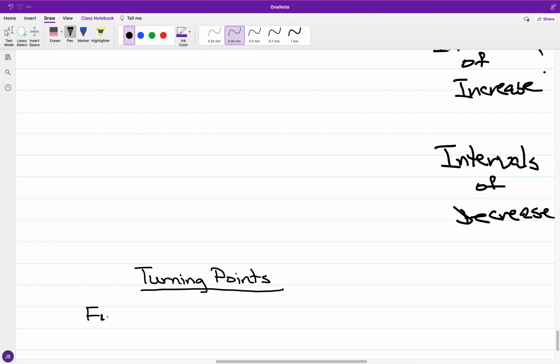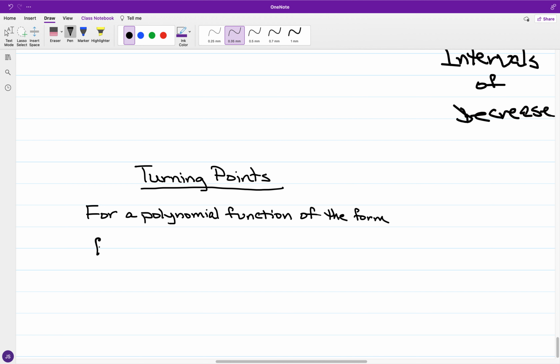Okay, so we have a polynomial function of the form f of x equals a sub n times x to the n, plus a sub n minus 1 times x to the n minus 1.